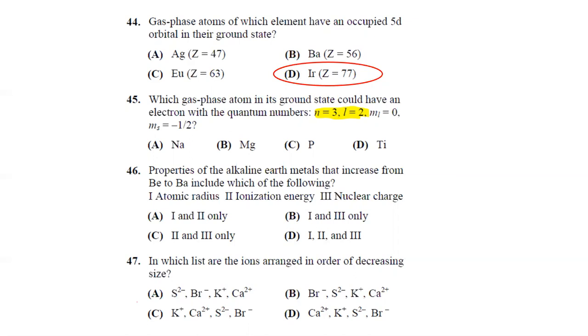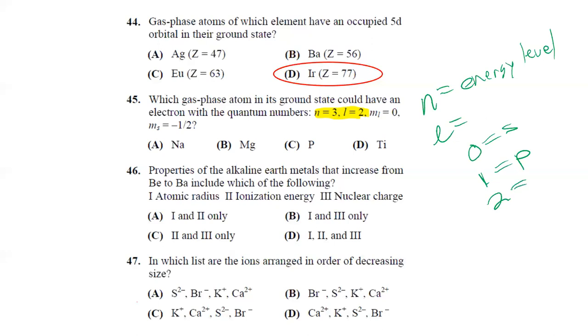Now, when we're looking at this, what does the N correspond to? The energy level. And what does the L correspond to? The shape. So with our shapes, 0 is going to be an s orbital, 1 is going to be a p orbital. What will 2 be? D.